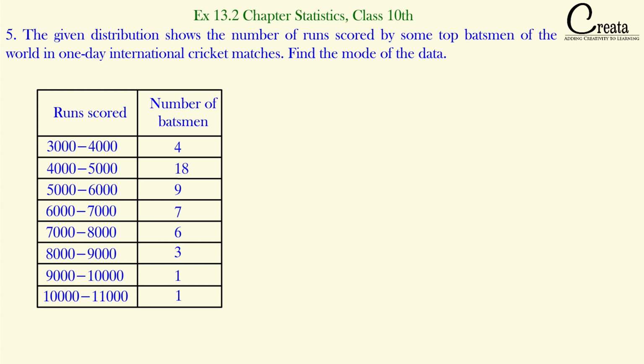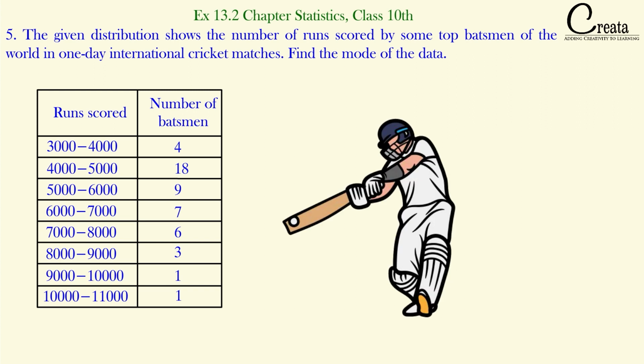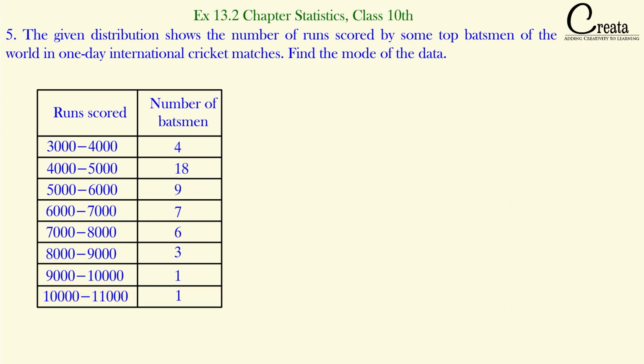So this is the data regarding the batsmen and their runs scored in one-day international cricket matches. A question to those who are interested in cricket: who is that top batsman who has scored in the range 10,000 to 11,000 runs? This data may be old, maybe some of the new batsmen have also been added in the topmost range. If you know, comment in the comment section below. Okay, so let's take up this question.